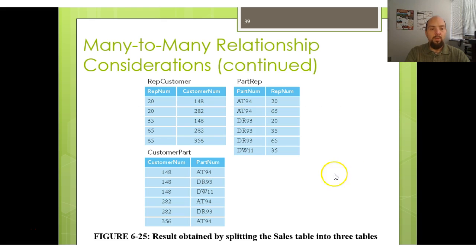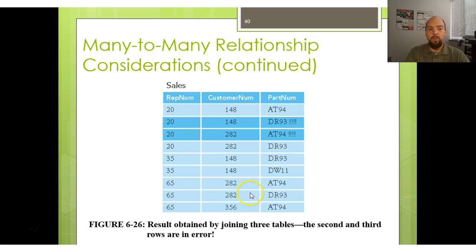All right, so we have this table, which is rep customer. We have this representative 20 is pointing to this customer, which is 148. We have part rep, so this particular part was sold by rep 20. And this customer part here, this customer bought this particular part. If I were to take these three tables and try to do a query on the three of those and put them together, I'd end up with something like this. What I would end up with is a sales table that has a representative number, sold something to a particular customer, and it was this part number.